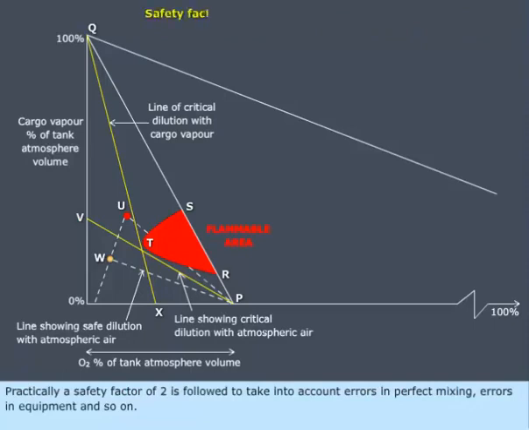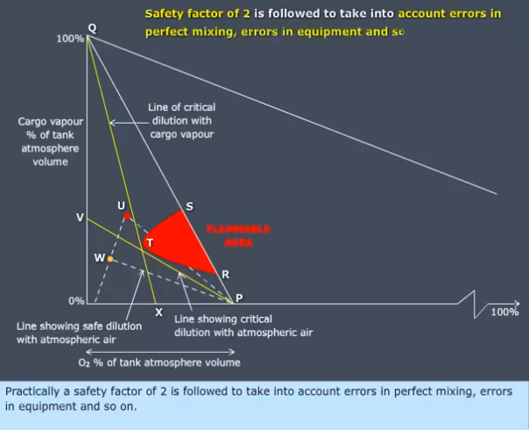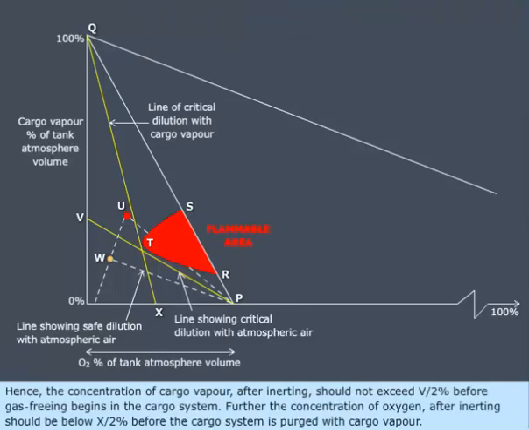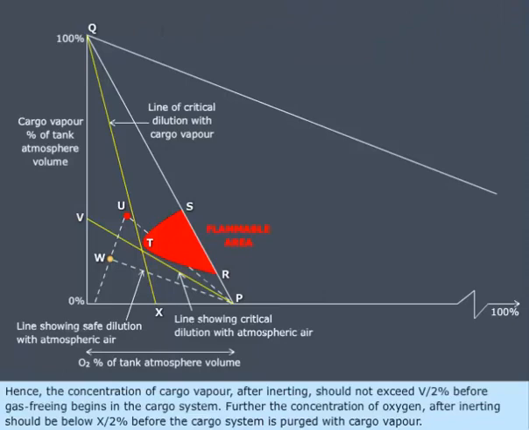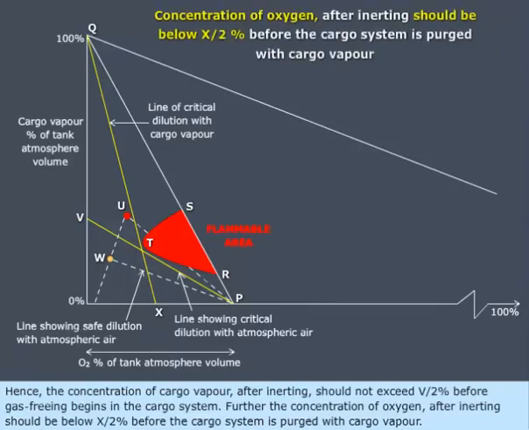Practically, a safety factor of 2 is followed to take into account errors in perfect mixing, errors in equipment, and so on. Hence, the concentration of cargo vapor after inerting should not exceed V divided by 2% before gas freeing begins in the cargo system. Further, the concentration of oxygen after inerting should be below X divided by 2% before the cargo system is purged with cargo vapor.